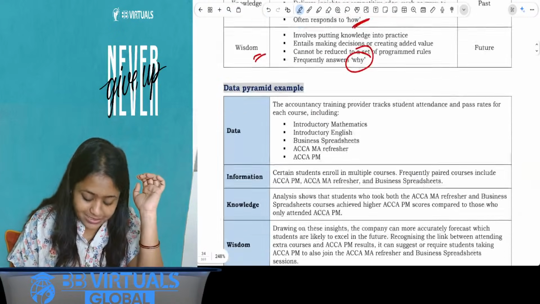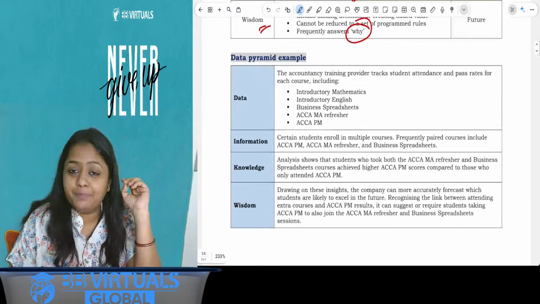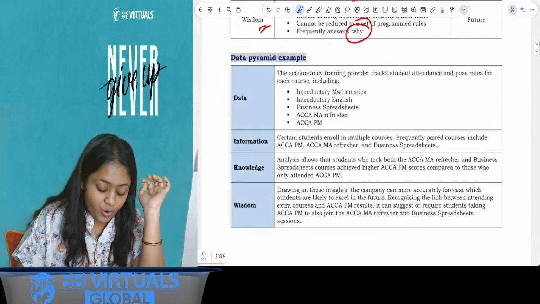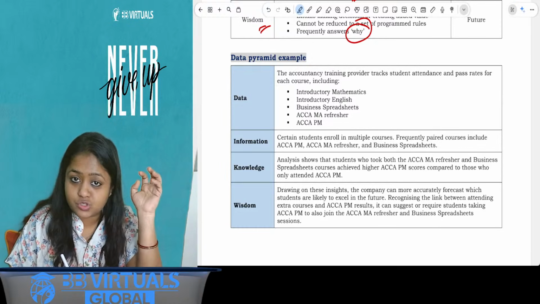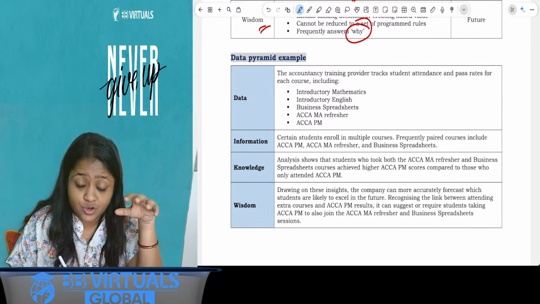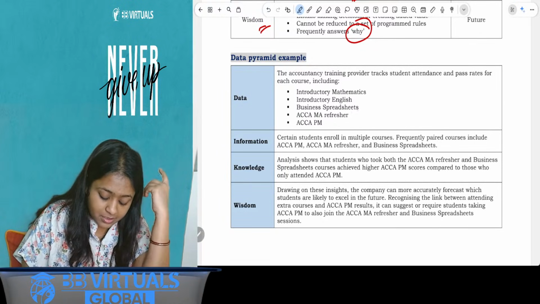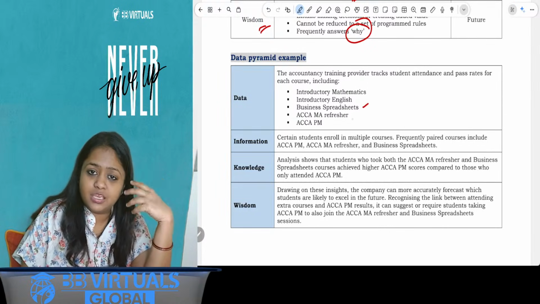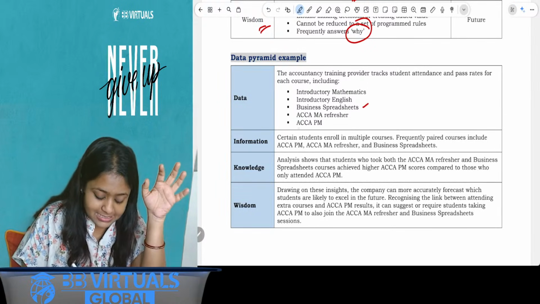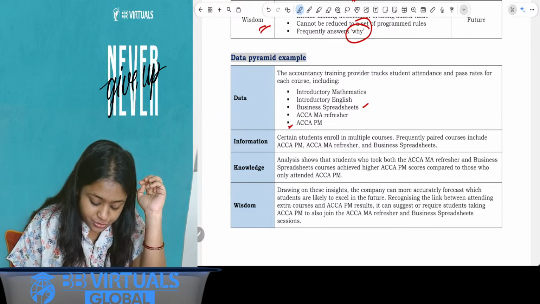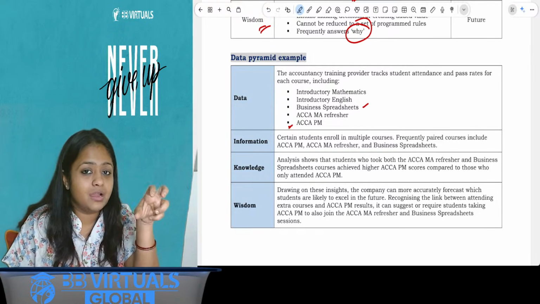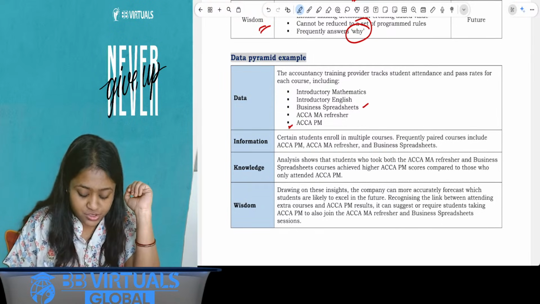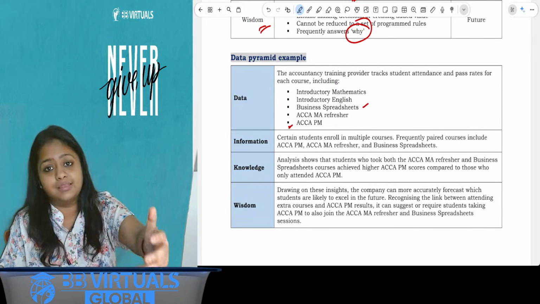So I've given a very good example here with a data pyramid. For example, what is data? Data is when your learning provider tracks the students and the pass rates, and they tell you about the introductory business spreadsheets. They give you an introduction to the different courses like ACCA PM. Information is when students enroll for these courses and can take a pairing or combination of these courses also. So they are now processing this data.